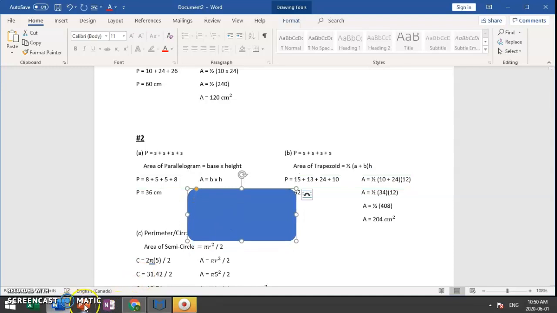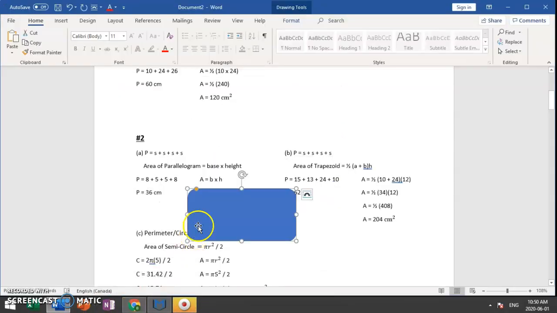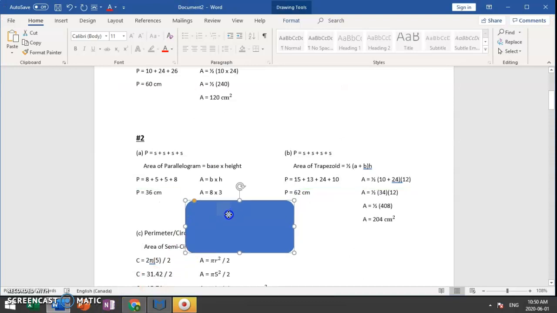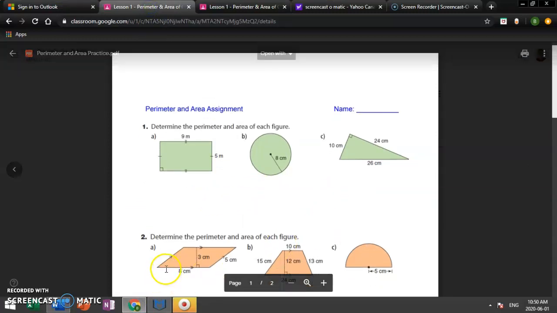How do I know that? Well, it's on my equation sheet. Area of a parallelogram is base times height. Simple enough, right? So we're going to plug in our numbers. What's our base? What's our height? Well, our base is 8 and our height is 3. We get that from the diagram, right? Base 8, height 3. Simple enough.